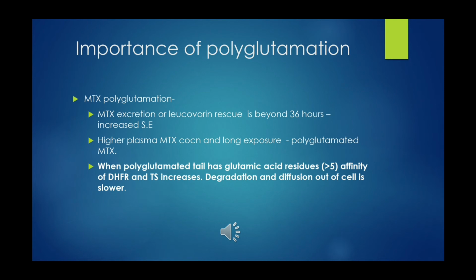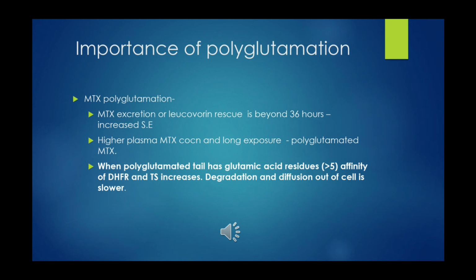Till now, we have seen the benefits of methotrexate polyglutamation, but this polyglutamation is also responsible for the side effects of this drug. If the excretion or the leucovorin rescue is beyond 36 hours, there will be increased side effects. The higher the plasma concentration and the longer the exposure to the drug, the more the polyglutamated methotrexate will increase in number. When the polyglutamated tail has more than 5 glutamic acid residues, the affinity for dihydrofolate reductase and thymidylate synthetase increases, and degradation and diffusion out of the cell are also slower.